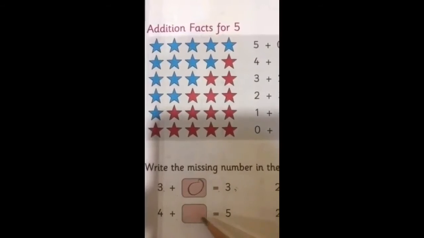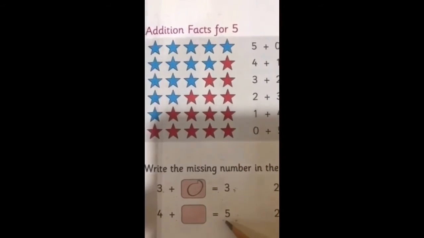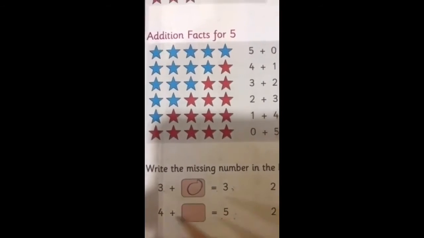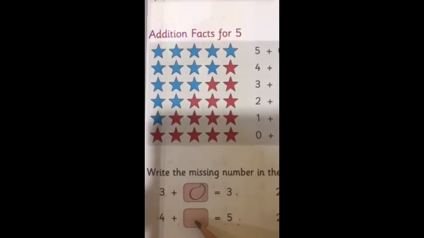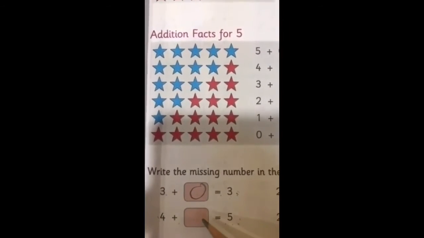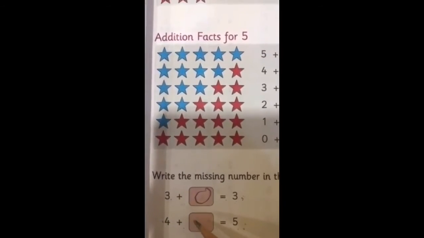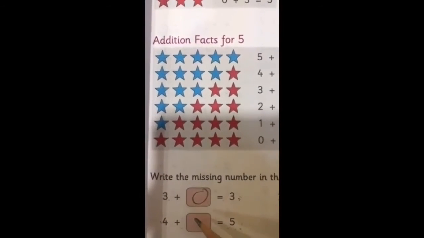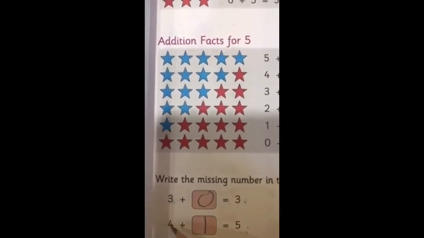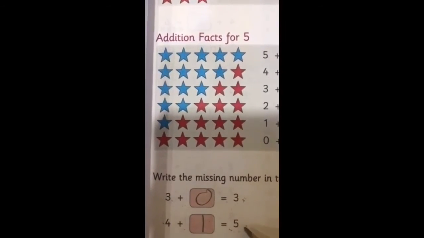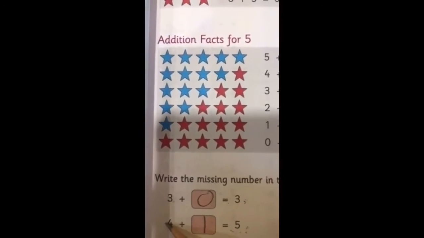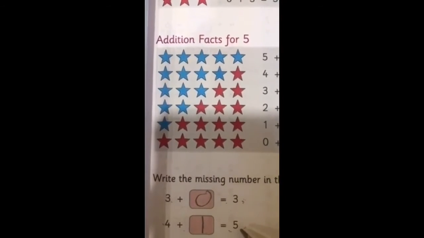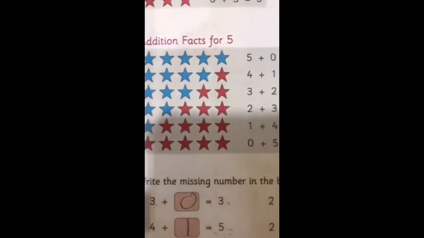4 plus dash equal to 5. Here the answer is 5. Here 4. So what will be here? What will be the missing number here to get 5? Yes, number 1. 4 plus 1 equal to 5. If we put here number 1, 4 plus 1 equal to 5. So the answer will be 5.